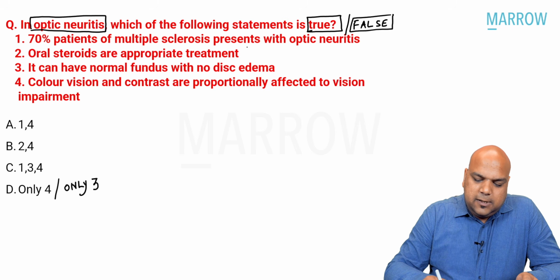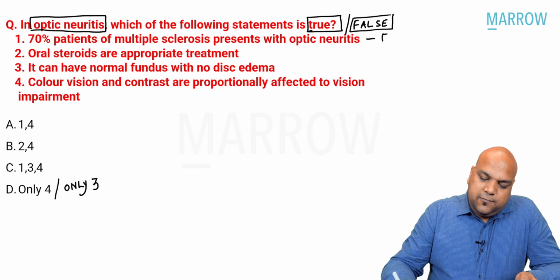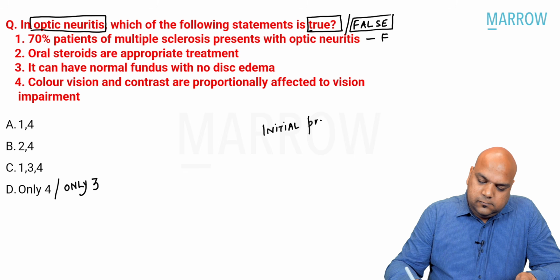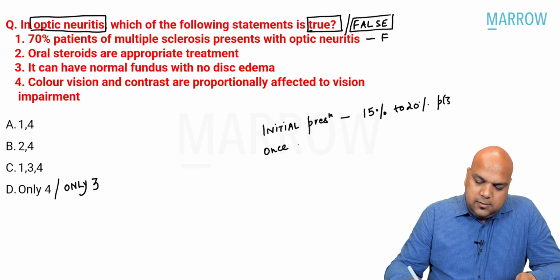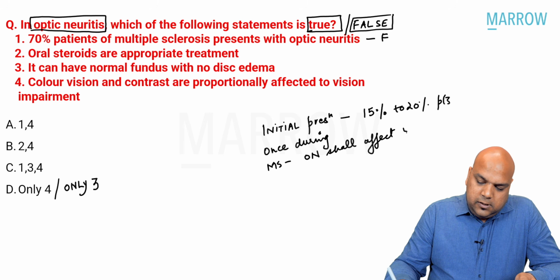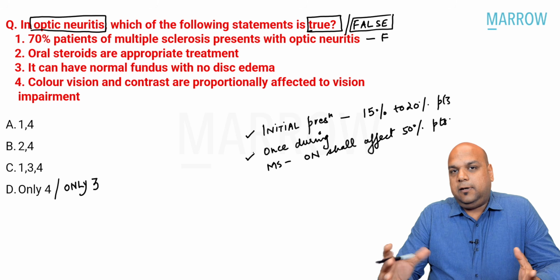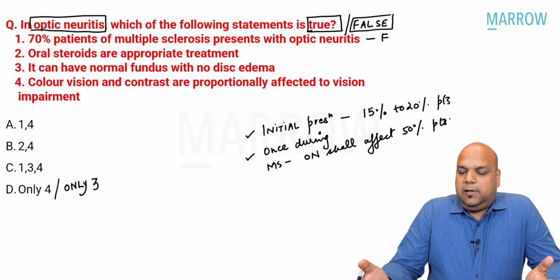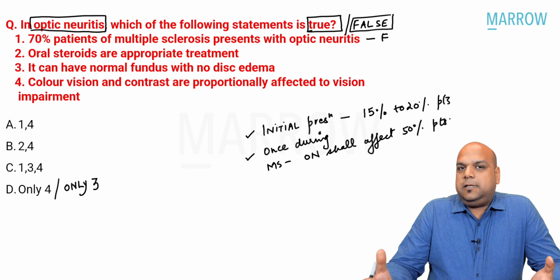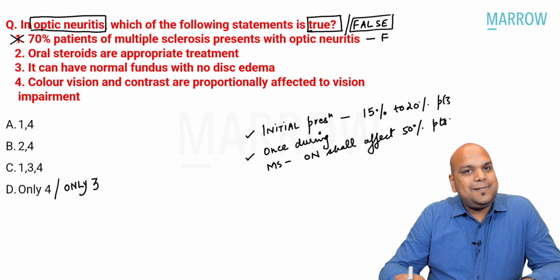70% patients of multiple sclerosis present with optic neuritis. This is a false statement. Why? Initial presentation is 15% to 20% patients. Once during MS, optic neuritis shall affect 50% patients. Whether they were trying to ask the initial presentation or the overall presentation in terms of prevalence, both the figures do not go up to 70%. So we are confident that this was a false statement.